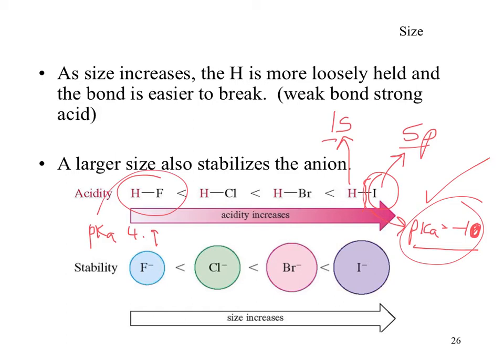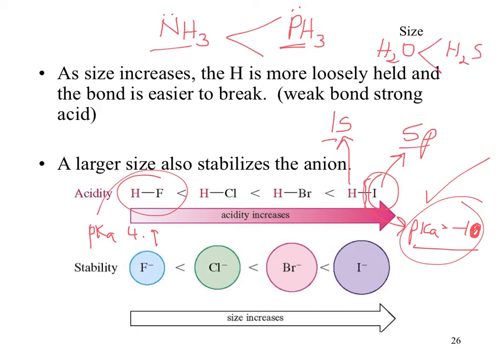So as the size increases down in the group, within the same group, the acidity increases. So if you're comparing, let's say, ammonia to phosphine, phosphine is going to be a better acid as compared to ammonia, and the reason for that is because phosphorus is bigger in size as compared to nitrogen. Likewise, you can compare maybe H2O versus H2S. So H2S is a better acid as compared to H2O because sulfur is bigger in size as compared to oxygen.